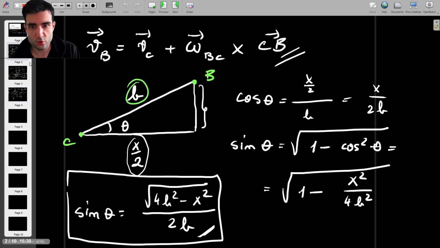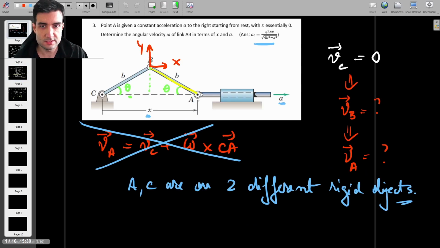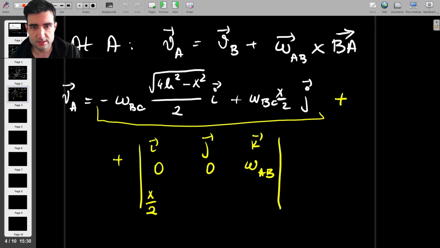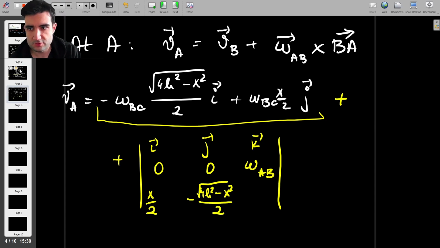And the y coordinate is going to be the same y coordinate that we had here, except this time it will be negative. Why is it negative? That's because point A is below point B. It's in the negative y direction. So that's going to be minus square root of 4b squared minus x squared over 2. Just make sure that everything is fine, and then 0. So let's see what we get.